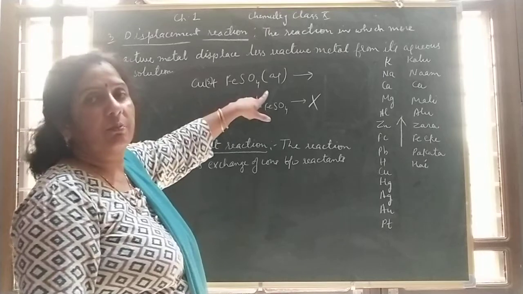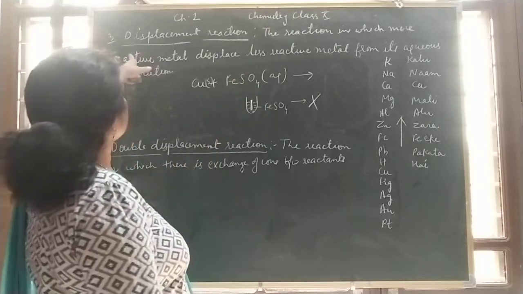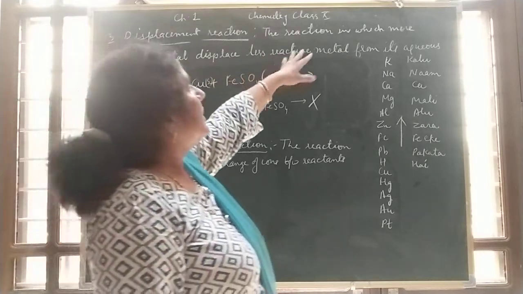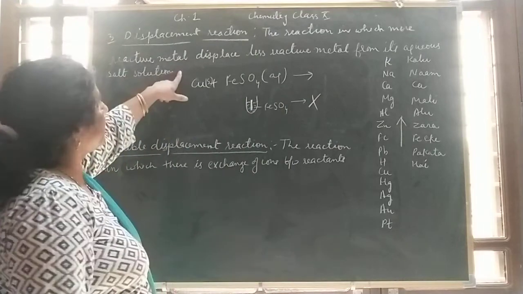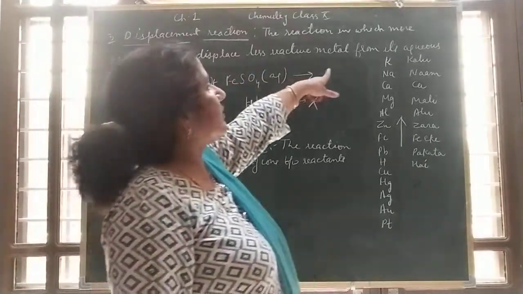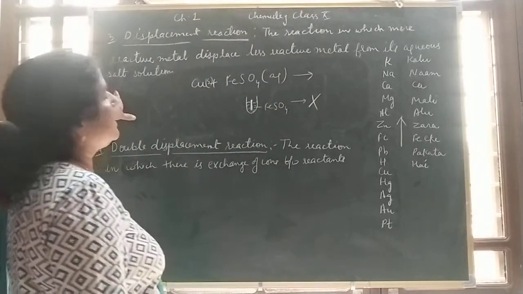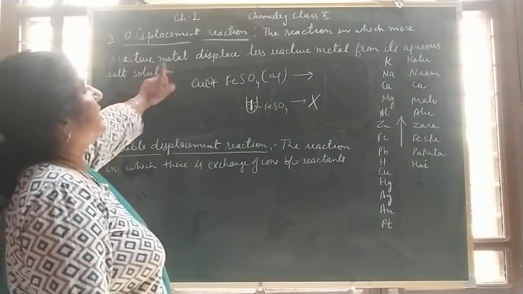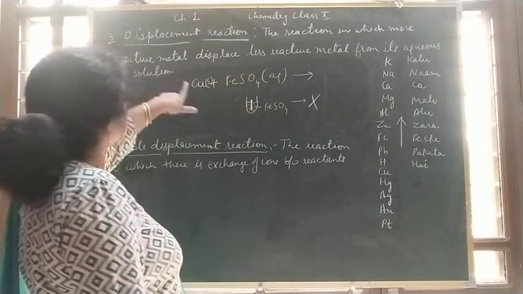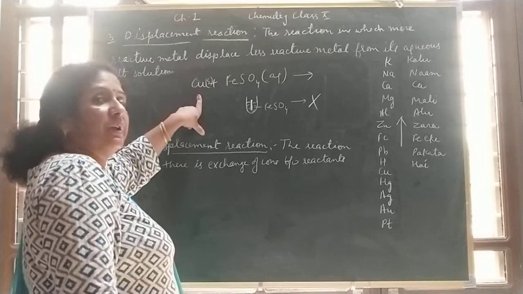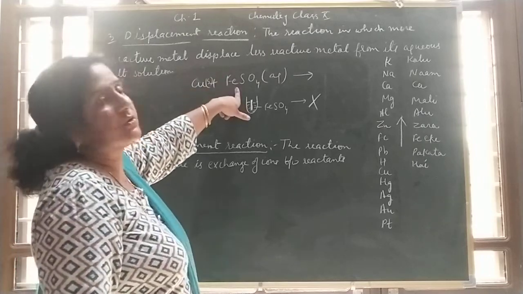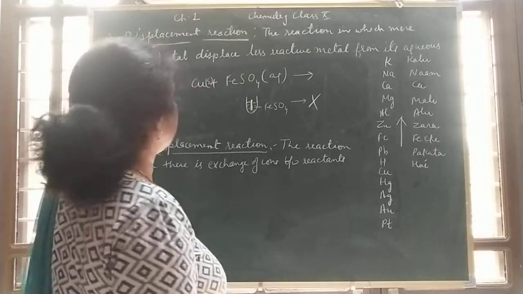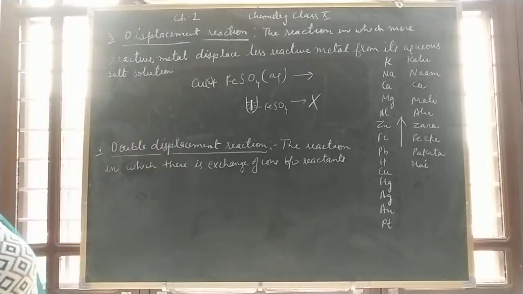a more reactive metal. So displacement reaction is the reaction in which a more reactive metal displaces a less reactive metal from its aqueous salt solution. The condition is that here there should be a more reactive metal and here there should be a less reactive metal. That's all about it.